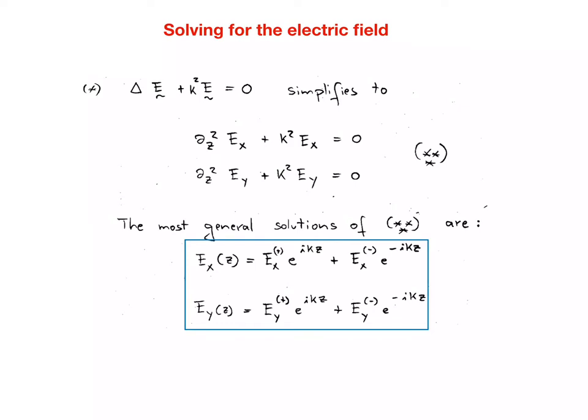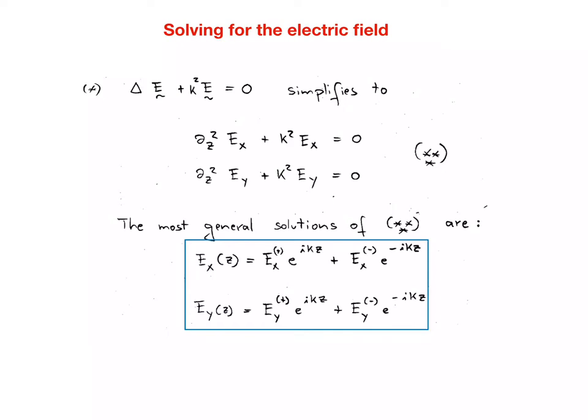Both functions are sums of complex exponential functions with the argument i kz, or alternatively minus i kz. The plus and minus sign identify different directions of the propagating wave, since it may propagate in the plus z direction or into the negative z direction.